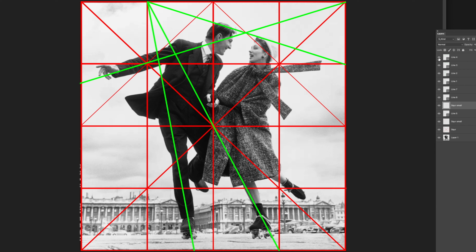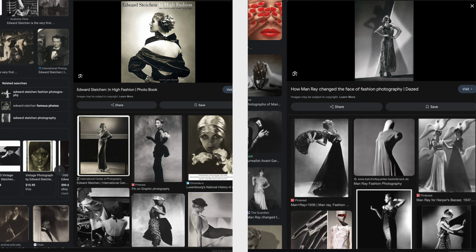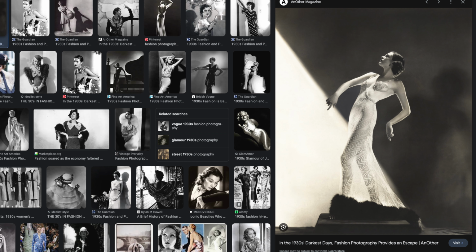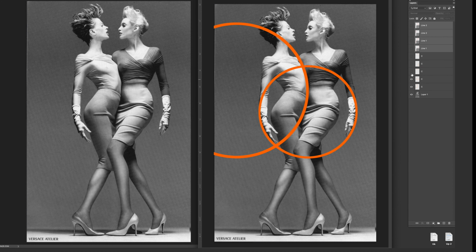It's no coincidence that Bauhaus, Constructivism, Cubism, Futurism were all still strong popular movements during the turn of the century into the 20s and 30s when the New York fashion industry really started to become a thing. And that's a pretty powerful legacy.